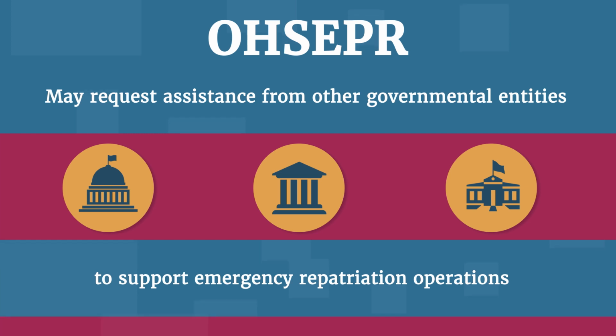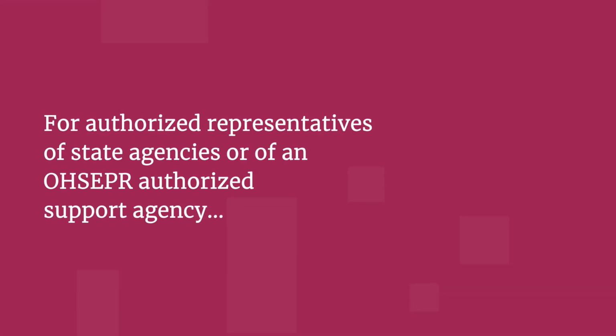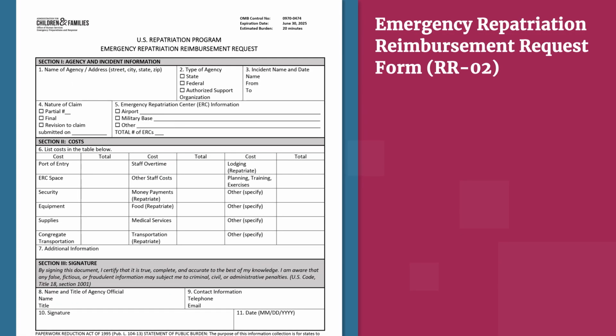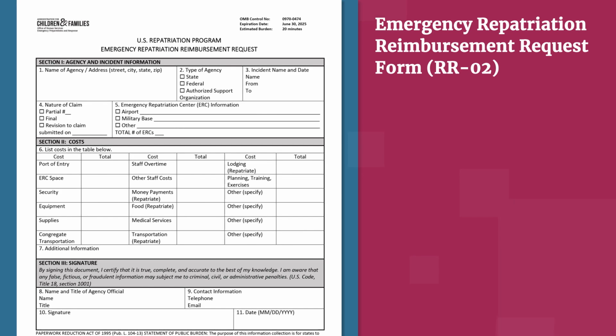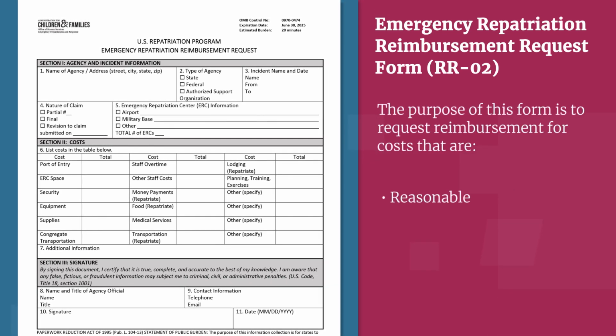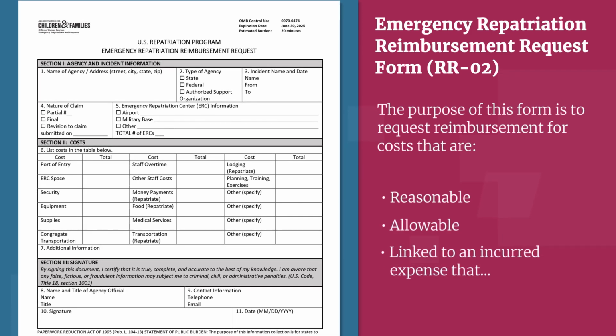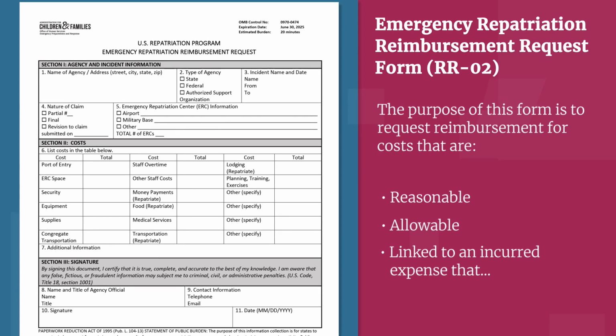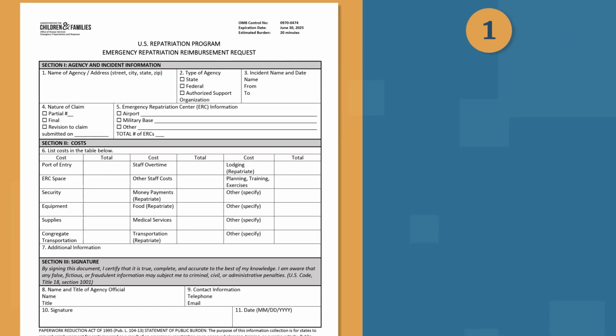This video provides instructions for authorized representatives of state agencies or of an OHSEPR authorized support agency to complete the Emergency Repatriation Reimbursement Request Form. The purpose of this form is to request reimbursement for costs that are reasonable, allowable, and linked to an expense incurred by an authorized agency supporting an emergency repatriation operation due to 1.